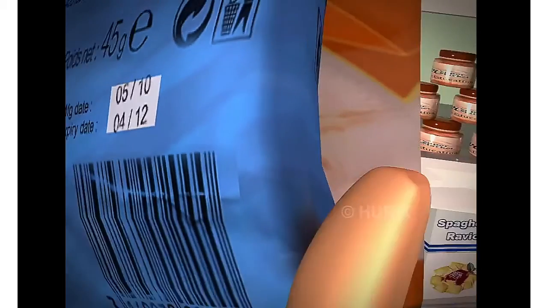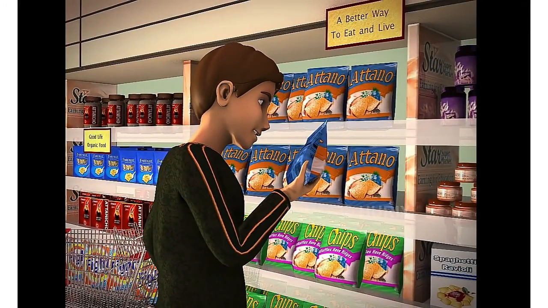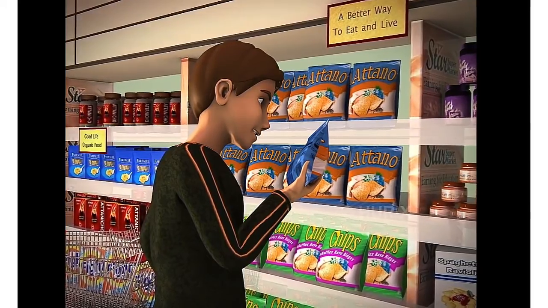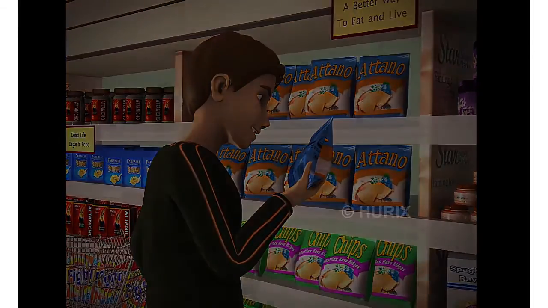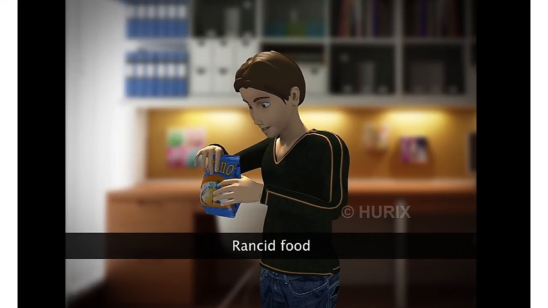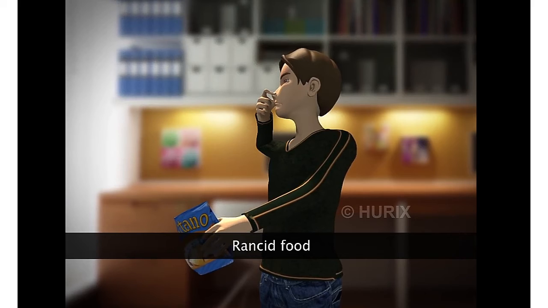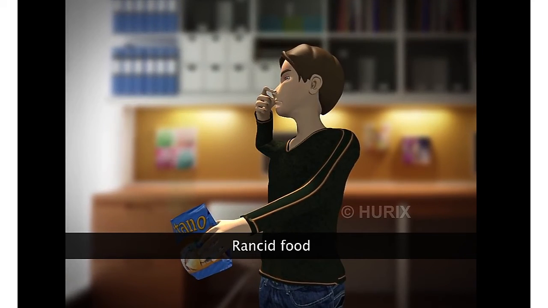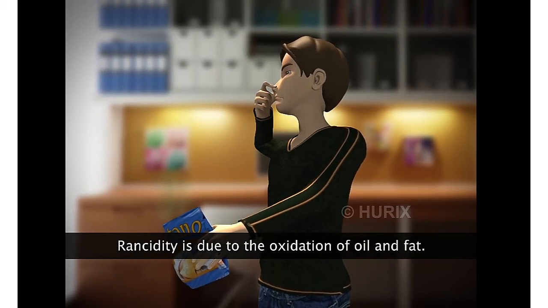We should know the date of packing of any foodstuff before we purchase it. Oily items, such as potato chips, are sold in packets. If the chips are old or not properly packed, their fat and oil content is oxidized. They become rancid and their taste and smell become intolerable. This rancidity is because of oxidation.